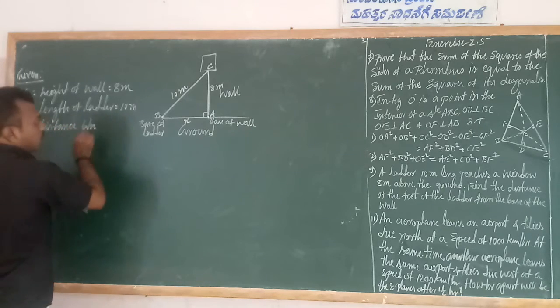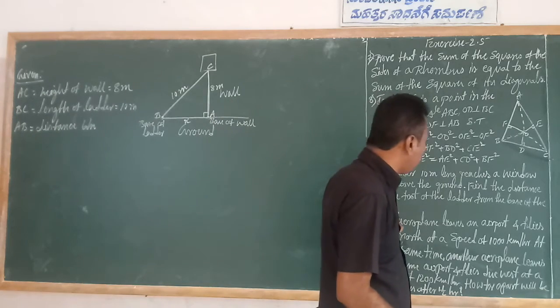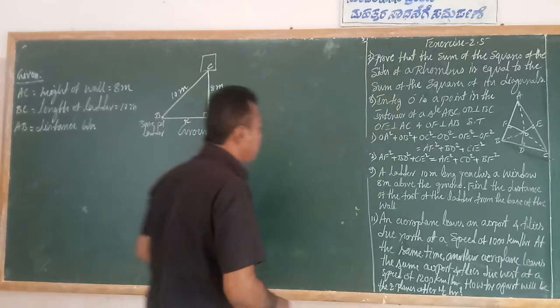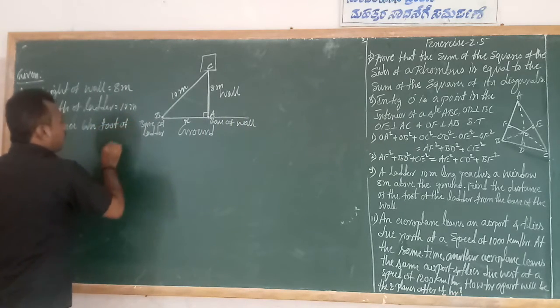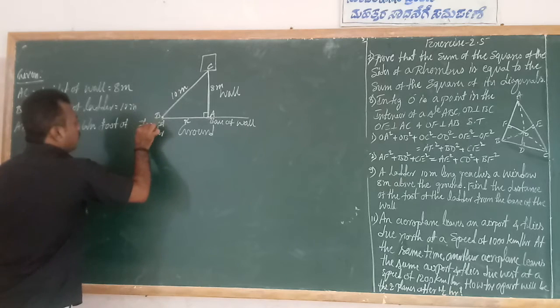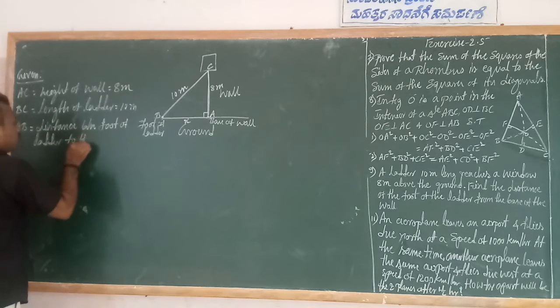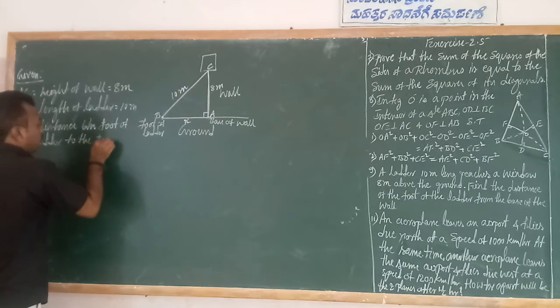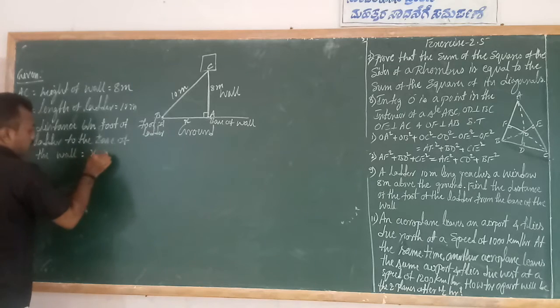What we have to calculate? The distance of the foot of the ladder. Foot of the ladder, this is foot, not base. Foot of the ladder to the base of the wall. So call it as x meter.